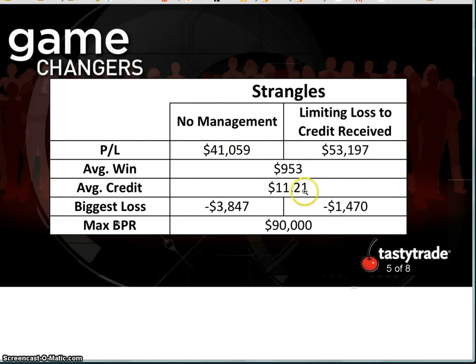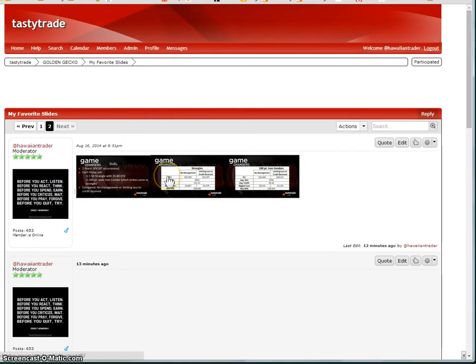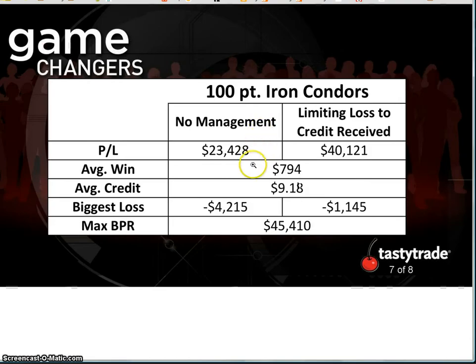Here's his average win, of course, average credit. His biggest loss was a lot lower, though, when he limited his loss to credit received. He used a max buying power of 90 grand because the SPX is pretty huge. You can do the same thing with the SPY. And here's the 100-point wide iron condor. Same thing. Look, limiting his losses to credit received. If he did nothing, he made 23 grand. If he limited his loss to his credit received, he made 40 grand, over double. And of course, look at his biggest loss, it's a lot lower.